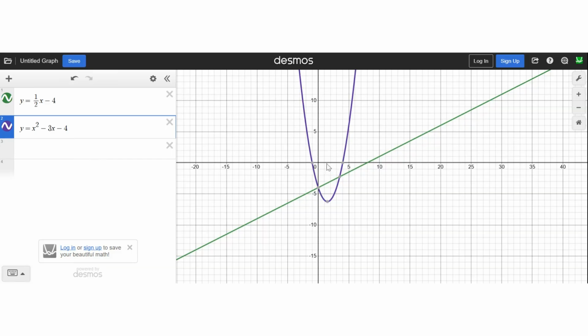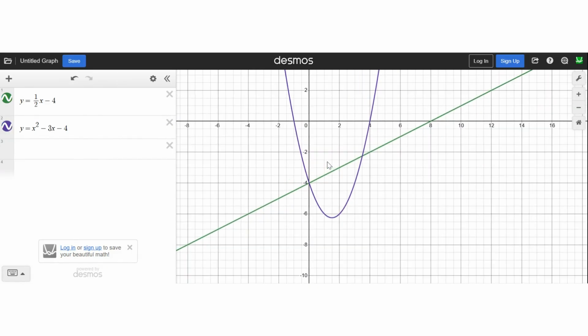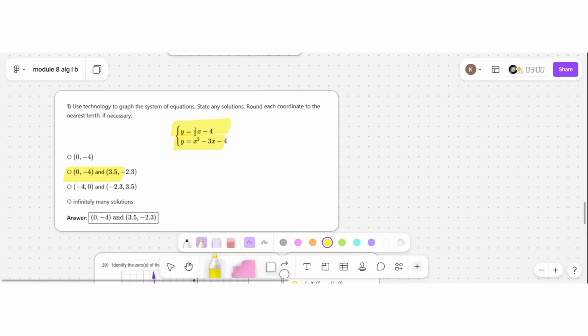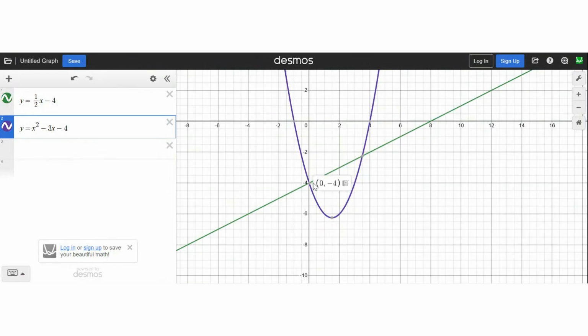So we see here, it looks like these cross at two different points. I'll click this one and this one. So we have (0, -4) and (3.5, -2.25). So these are going to be our two answers. So we go over here, we see our (0, -4) and (3.5, -2.3) there. So you can see that that's our answer. And again, you find that by where they cross at the points.